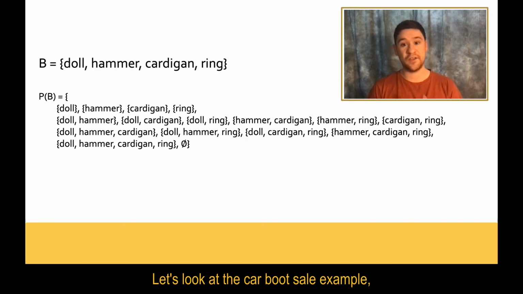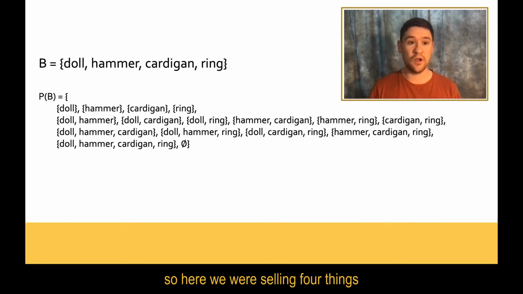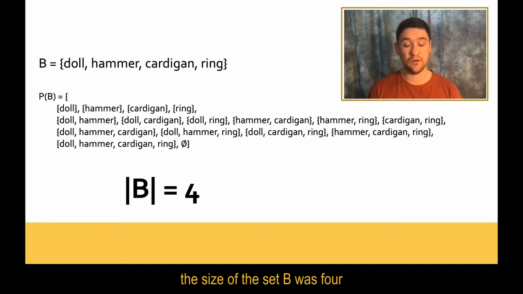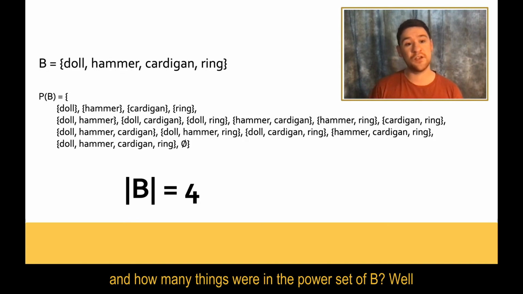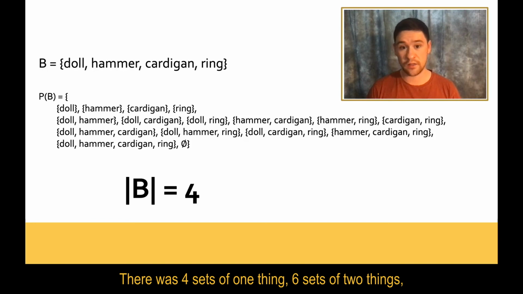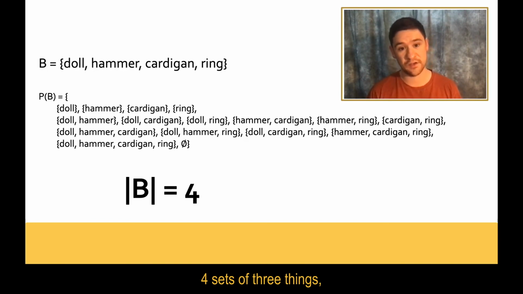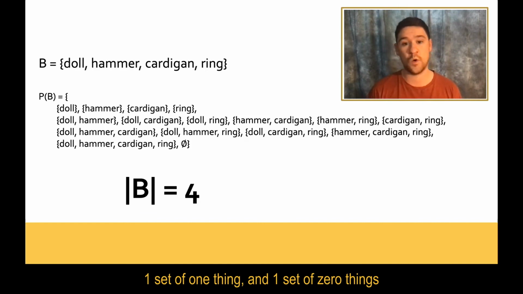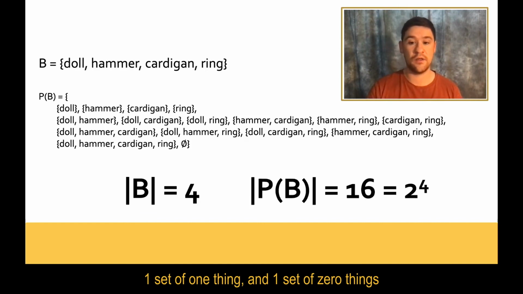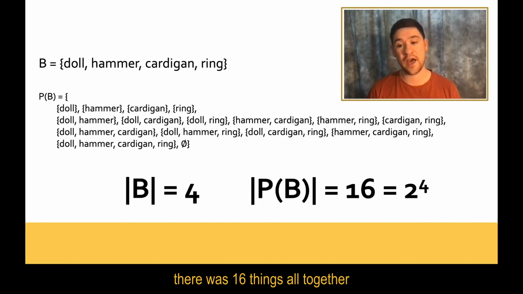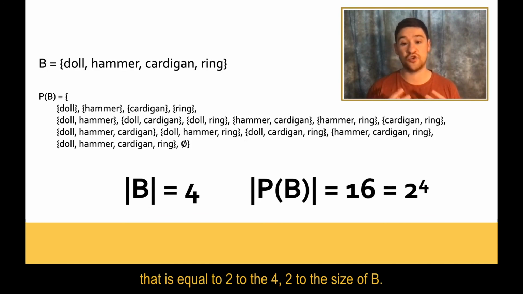Let's look at the car boot sale example. So here we were selling 4 things. The size of the set B was 4. And how many things were in the power set of B? Well, there were 4 sets of 1 thing, 6 sets of 2 things, 4 sets of 3 things, 1 set of 4 things, and 1 set of 0 things. There were 16 things altogether, and that is equal to 2 to the 4, 2 to the size of B.